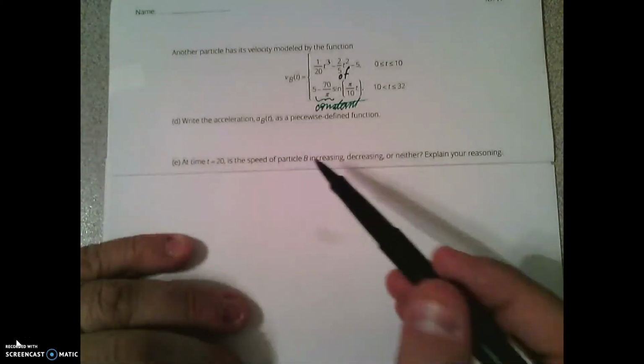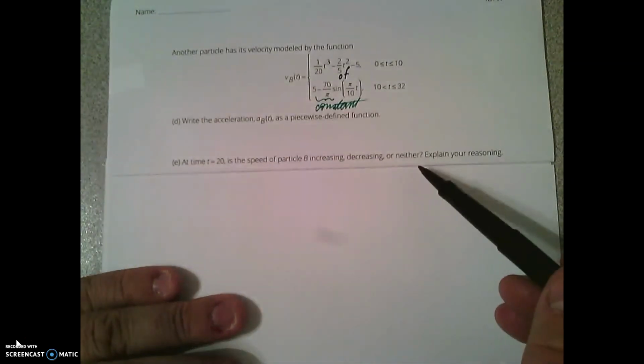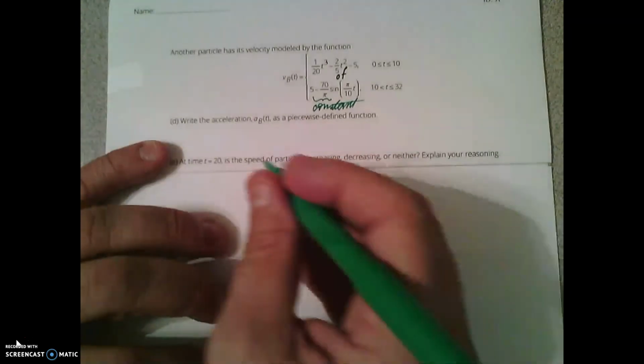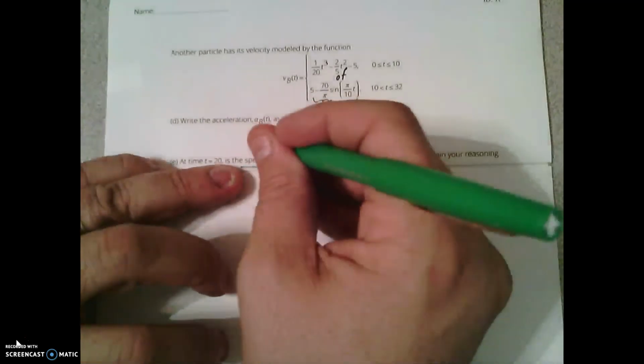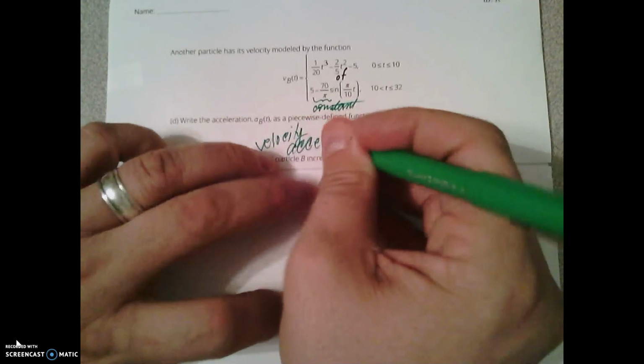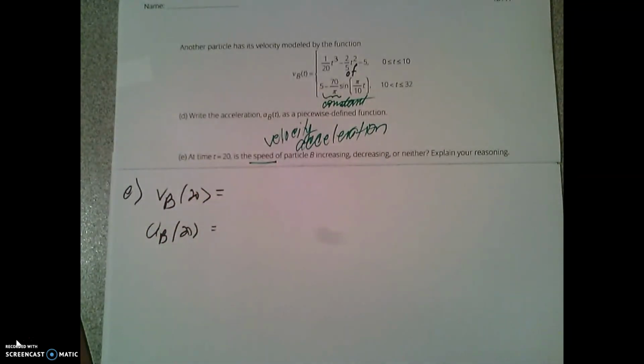Finally, part E. At time t equals 20, is the speed of particle B increasing, decreasing, or neither? Explain your answer. The way that you make a decision about speed is we need to consider the signs of the velocity and the acceleration at the same time. So let's find the velocity of particle B at time 20. Let's find the acceleration of particle B at time 20.